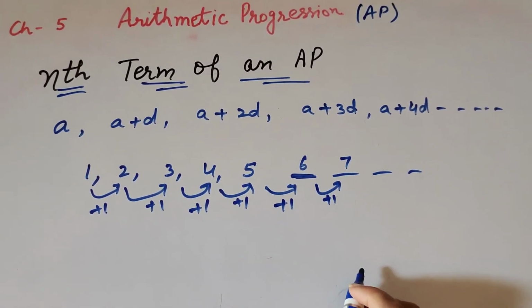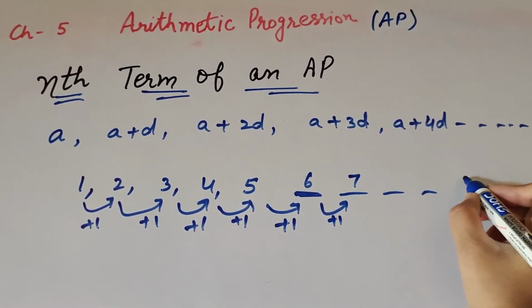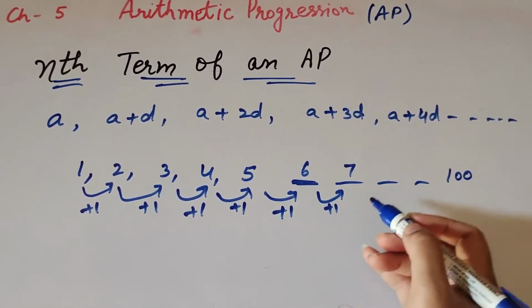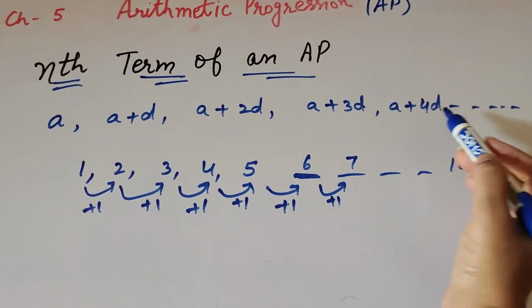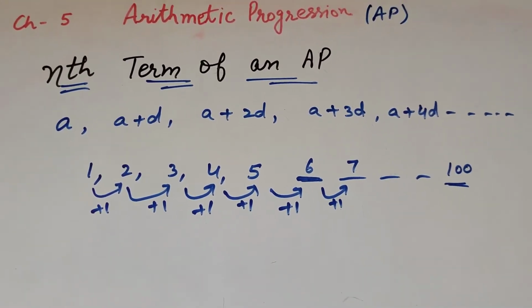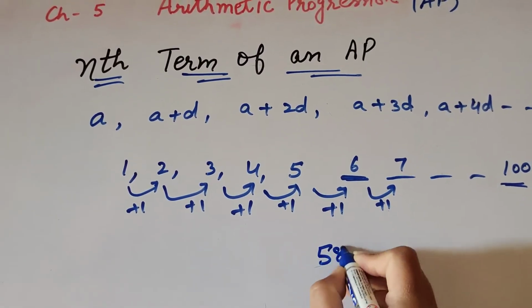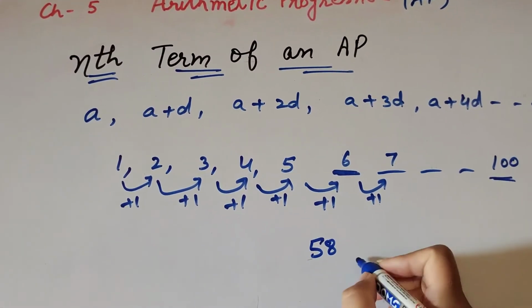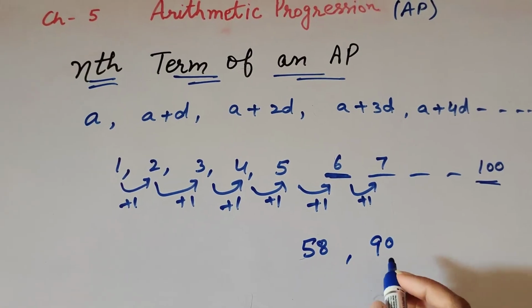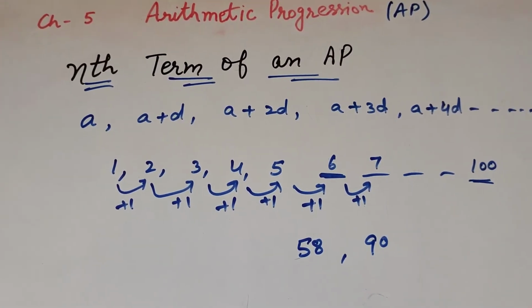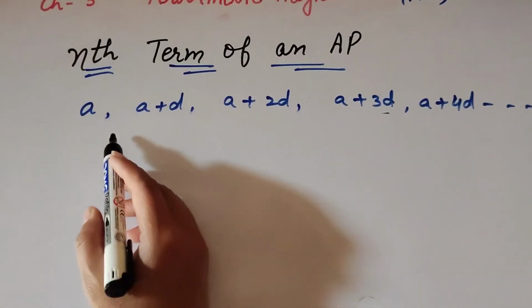But if we need to find the 100th term, then we would have to continuously keep adding 1 again and again, or use this series. So it is a very long procedure. We have to find the nth term of the AP series, for example the 58th term. Any term in the AP series that we want to find, we will learn how we find the nth term of the series.